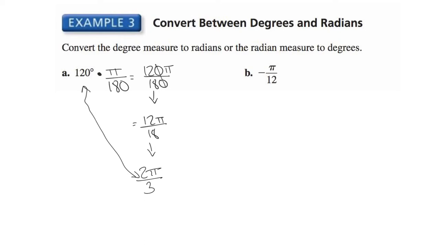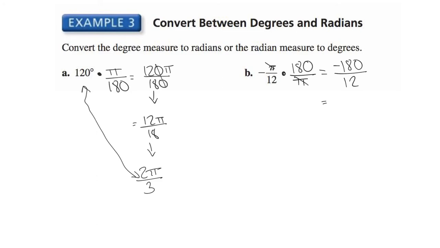So this is negative pi over 12. We need to multiply it by 180 over pi. Now the best part about degrees is that you do plug it into the calculator. So first things first, multiplying across, those pi's cancel, and I get negative 180 over 12.